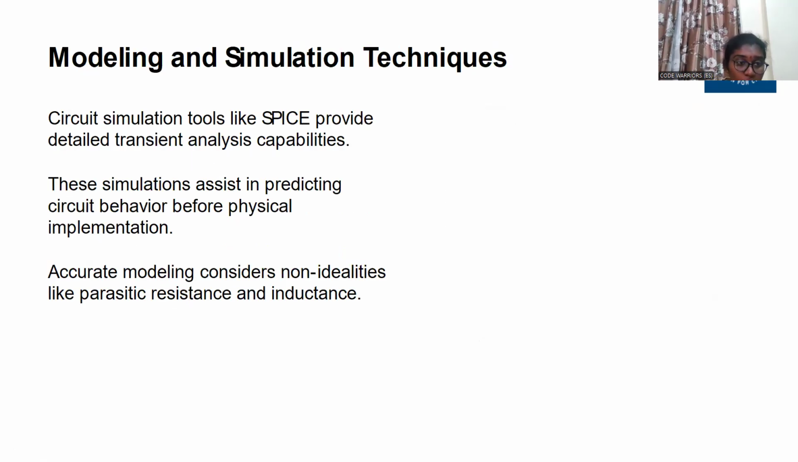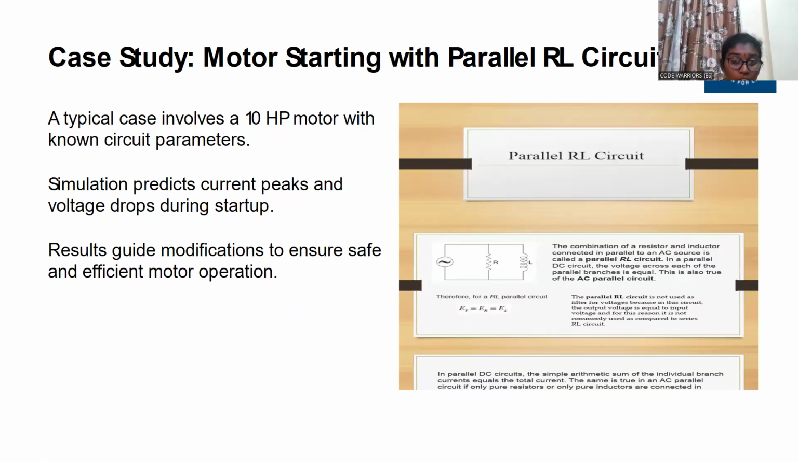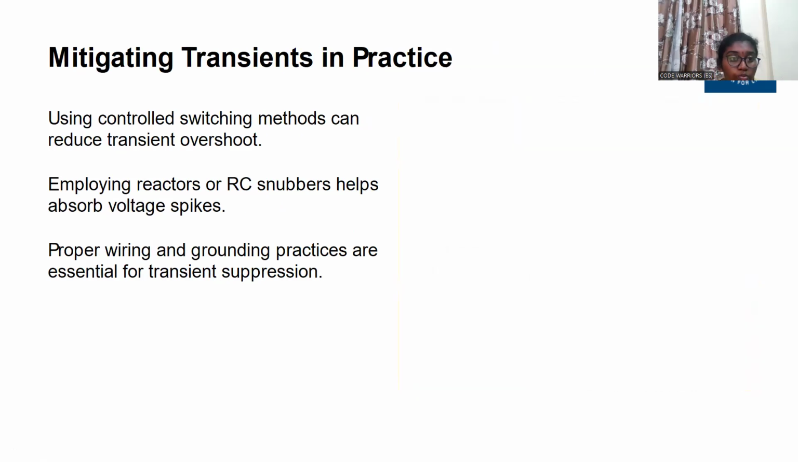Modeling and simulation techniques. Circuit simulation tools like SPICE provide detailed transient analysis capabilities. These simulators assist in predicting circuit behavior before physical implementation. Accurate modeling considers non-idealities like parasitic resistance and inductance. Case study: motor starting with a parallel RL circuit. A typical case involves a 10 HP motor with known circuit parameters. Simulation predicts current peak and voltage drops during startup. Results guide modifications to ensure safe and efficient motor operation.